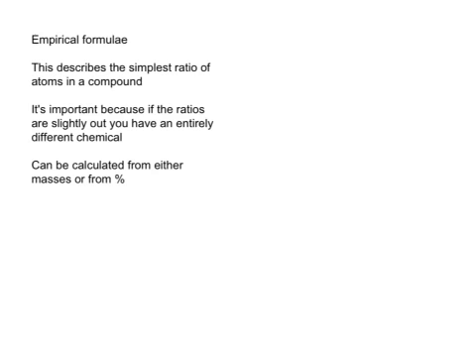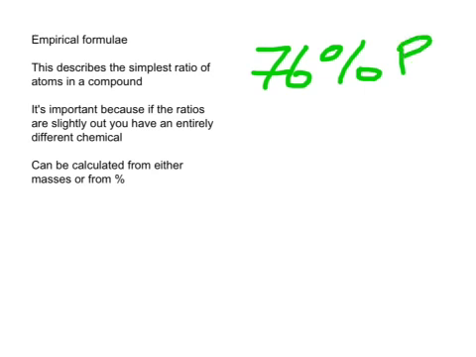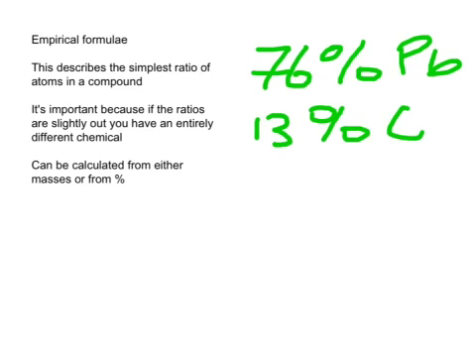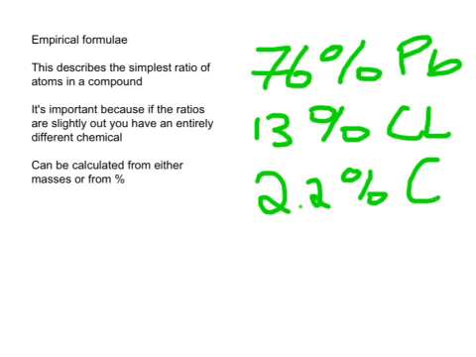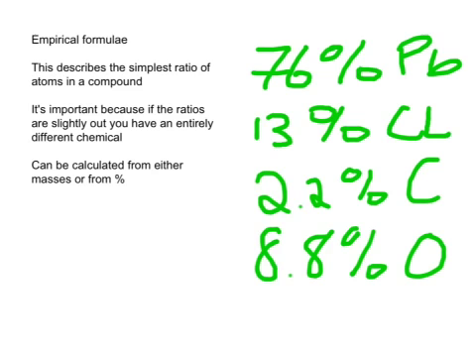So if you, for example, were given percentages as a question in an exam, then you would simply turn those percentages into masses out of 100 grams. So for example, you might have 76% lead, 13% chlorine, 2.2% of carbon, and 8.8% of oxygen. But you've got to turn that into an empirical formula of the simplest ratio of the atoms in that compound. So that's what we're going to look at now.